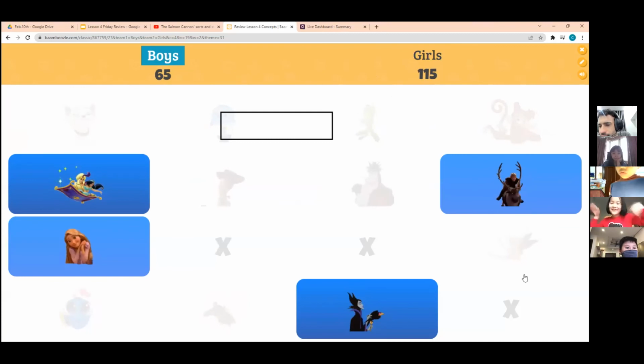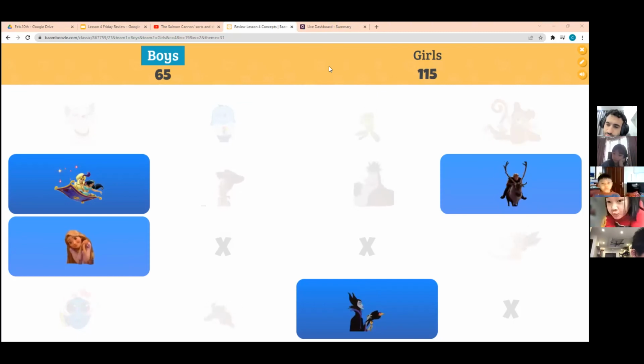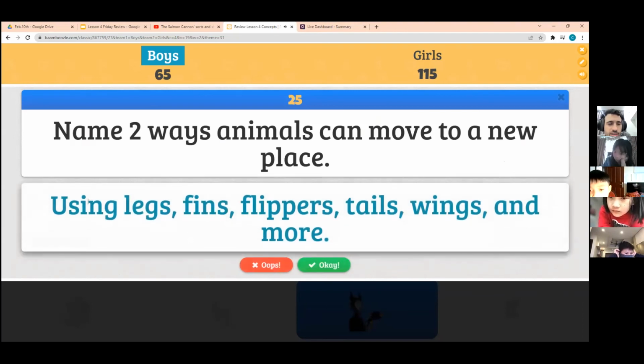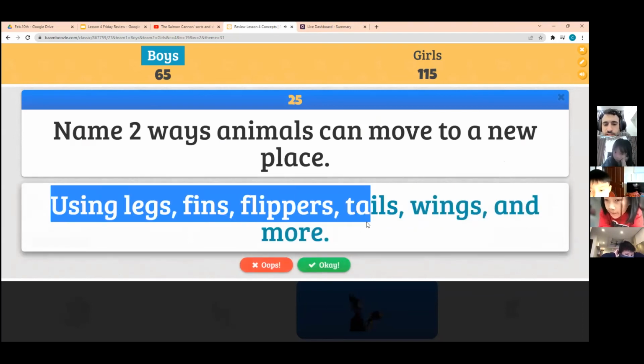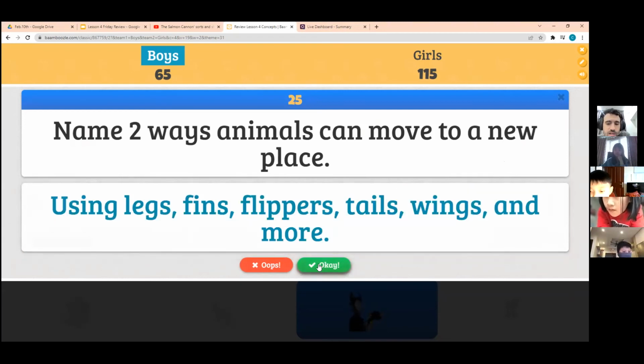Okay, let's have Pasta. Pasta, are you here? Choose a picture. I choose the man on the reindeer. Okay, name 2 ways animals can move to a new place. They can run, or they can walk. Okay, they can use their legs, fins, flippers, tails, wings. This is what I was looking for, but you also answered the question.